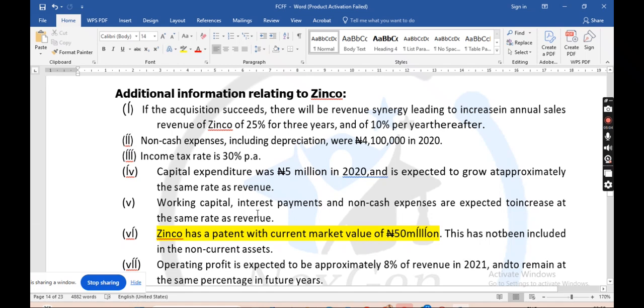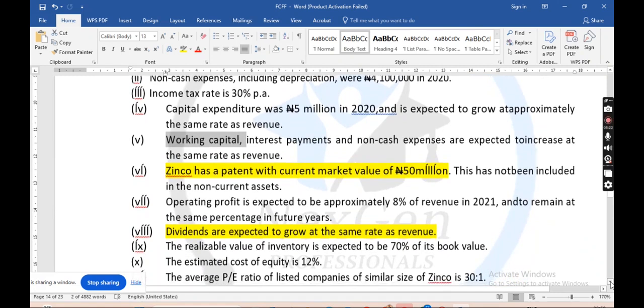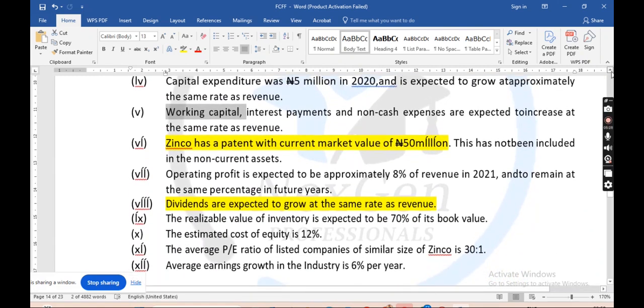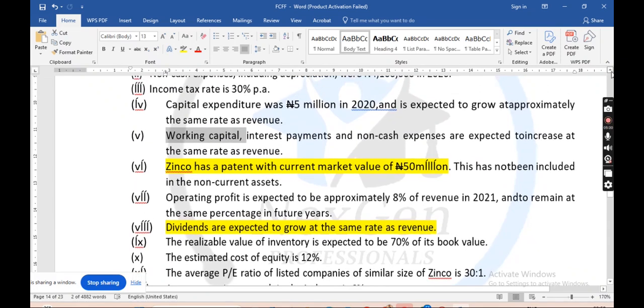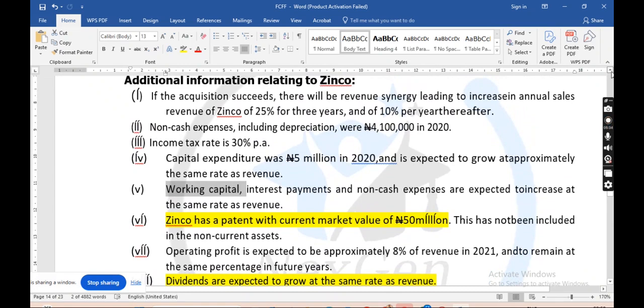We're told that working capital, interest payment, and non-cash expenses are expected to increase. We already increased the interest. We've increased the non-cash expenses and the working capital, right? So in this case now, are we given any working capital? We're not given the figure, right? No. So that means we have to look for the working capital, right?